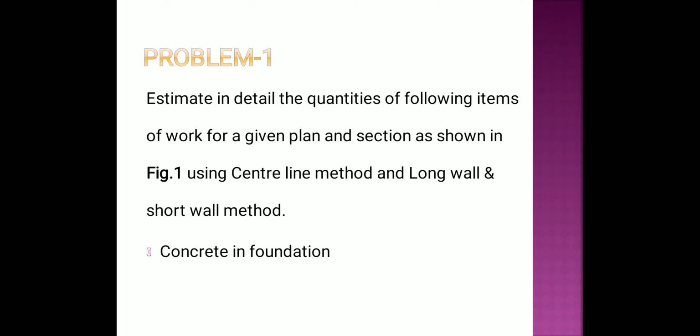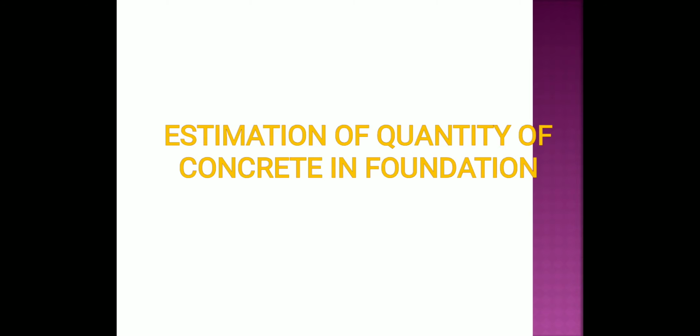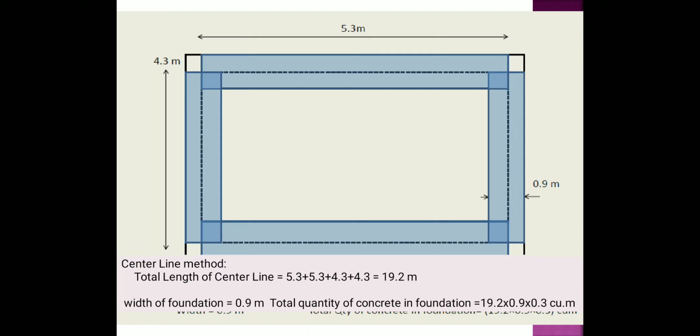So let us see a simple example of how to estimate the concrete in foundation for a given plan. Estimate in detail the quantities of the following items of work for a given plan and section shown in the figure using centerline method and long wall short wall method. So if you see, there is a section at AA and BB. Thickness of the footing and foundation is 30 cm each. So from the diagram, the long wall short wall dimensions are given along with the thickness, and the foundation details are given. So we have to estimate the quantity of concrete in foundation.